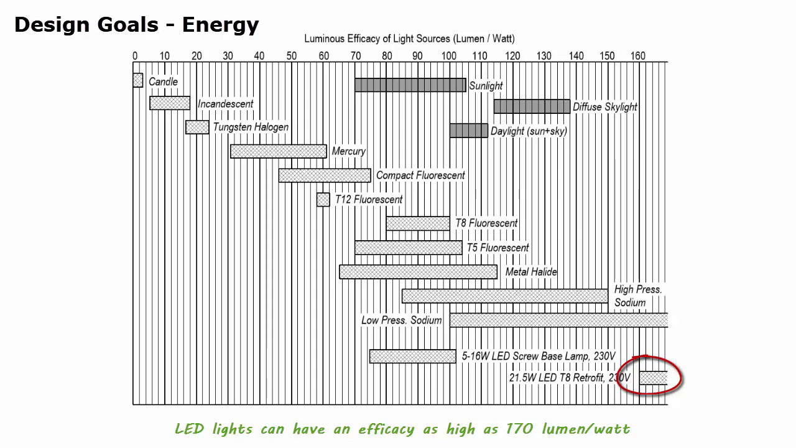LED lights can have an efficacy as high as 170 lumens per watt, with the prospect of reaching 200 lumens per watt or higher.